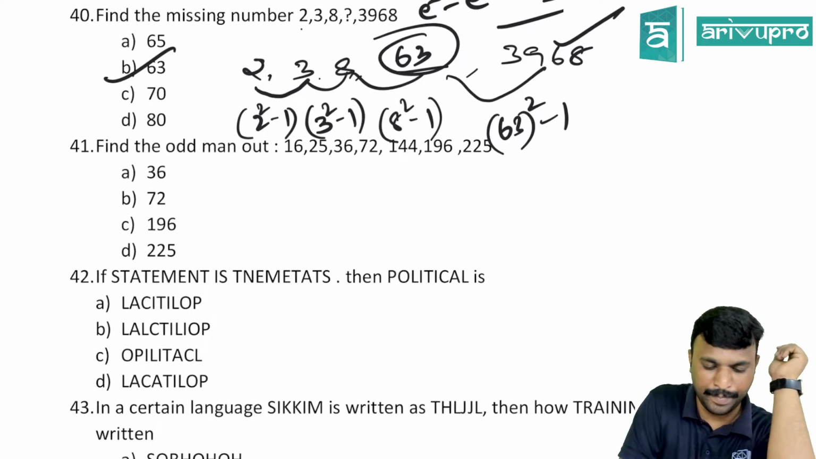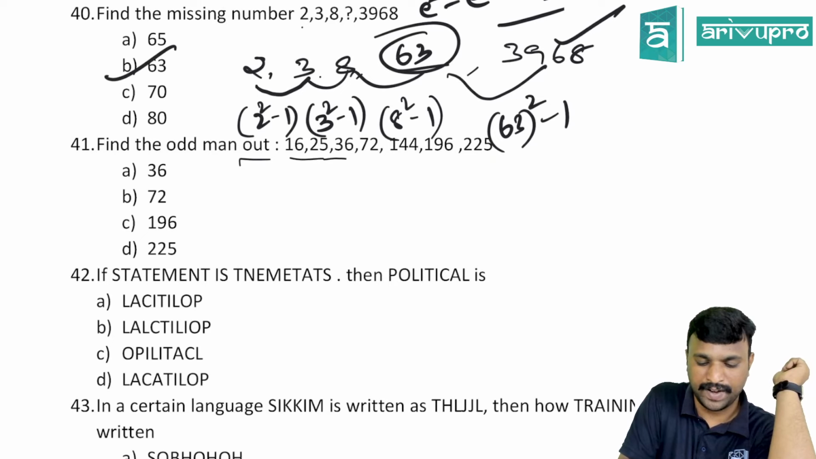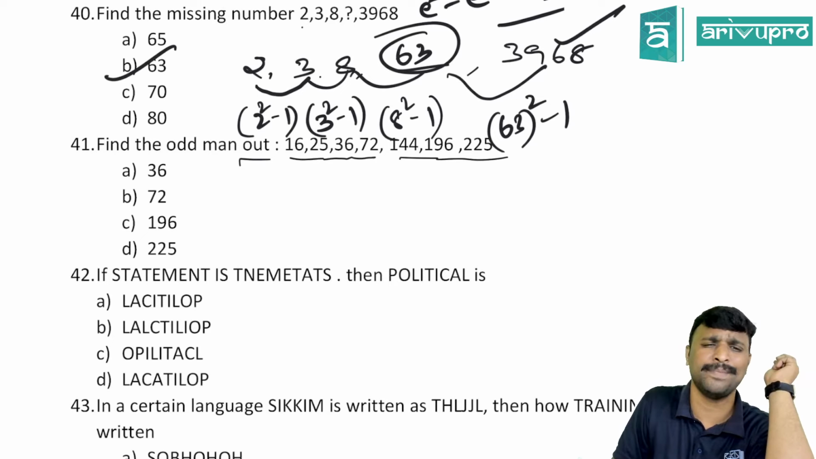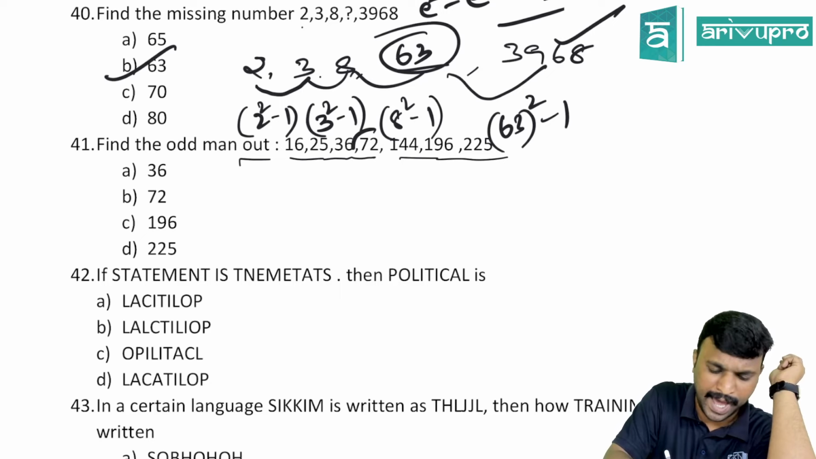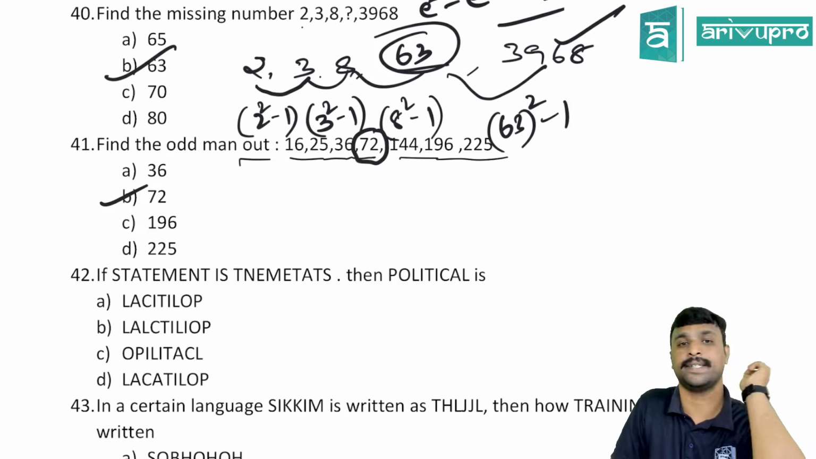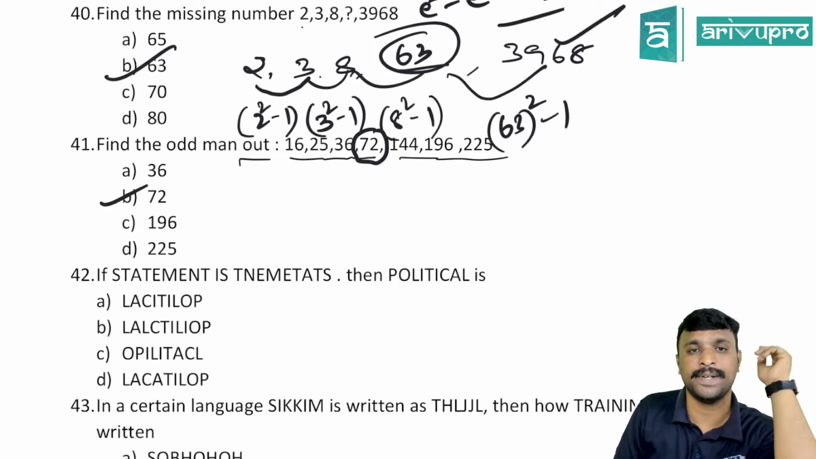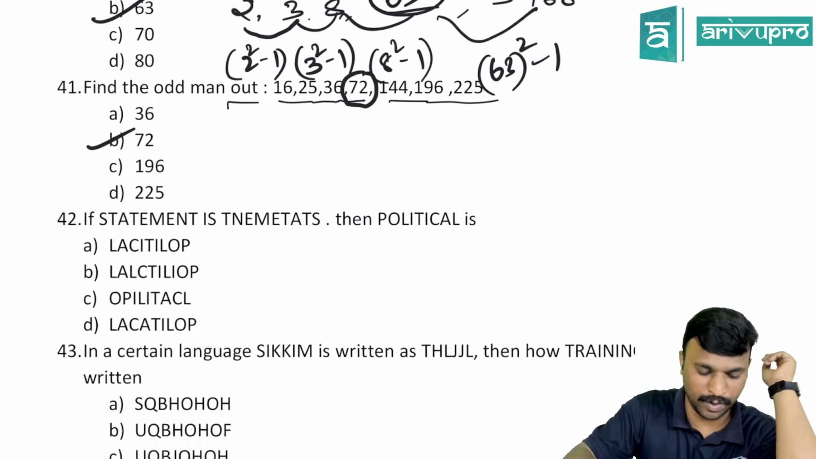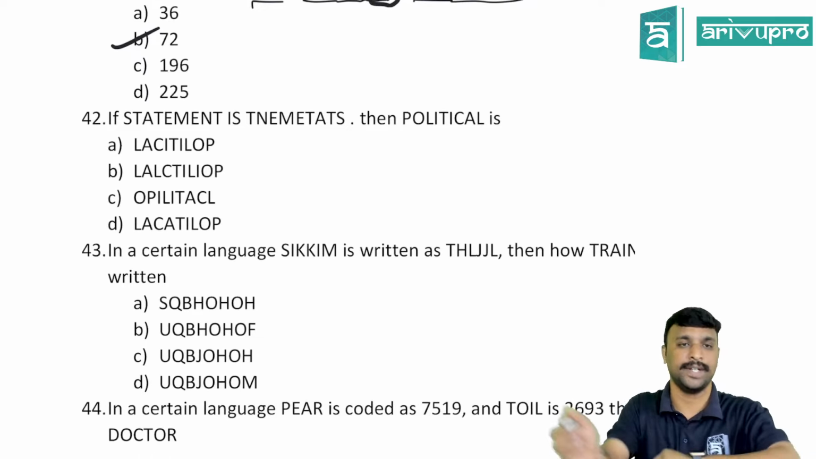Guys, find the odd man out. 16, 25, 36, 72, 144, 196, 225. If you look at all the numbers are squares, perfect squares, except for the number 72. So therefore, option B is the right answer. All the other numbers are the perfect squares. Yes or no? Let's move on to the next question.